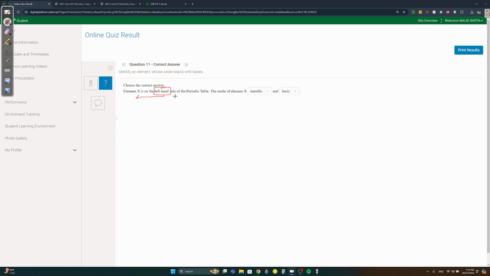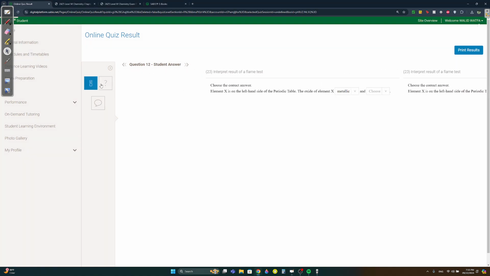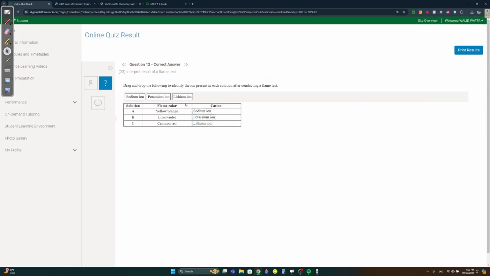If it's on the left-hand side, it's a metal, right? Okay. So obviously it's going to be a metallic oxide. What are the metallic oxides? They're basic. Non-metallic oxides are acidic, right? Question 12. Okay, this is past stuff.